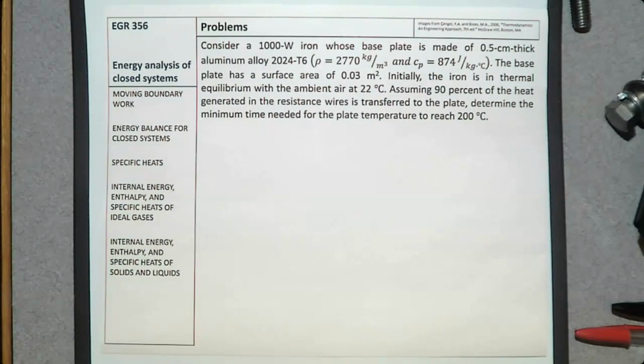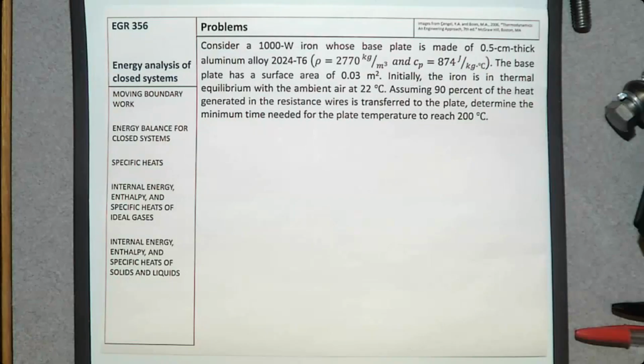Initially, the iron is in thermal equilibrium with the ambient air at 22 degrees Celsius. Assuming 90% of the heat generated in the resistance wires is transferred to the plate, determine the minimum time needed for the plate temperature to reach 200 degrees Celsius. So what we need to do first, we need to determine our system. So what is our system? Resistance wire, or the whole iron, or the base plate, or the air surrounded?